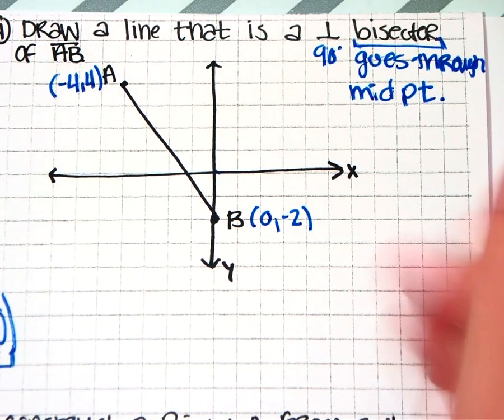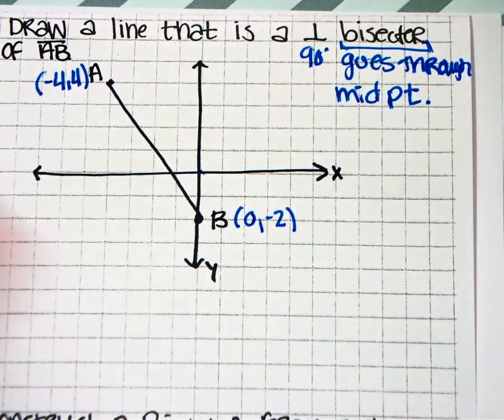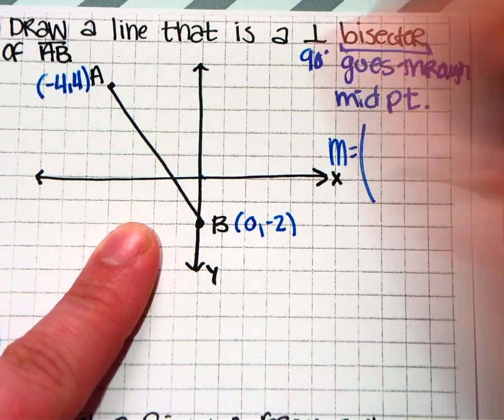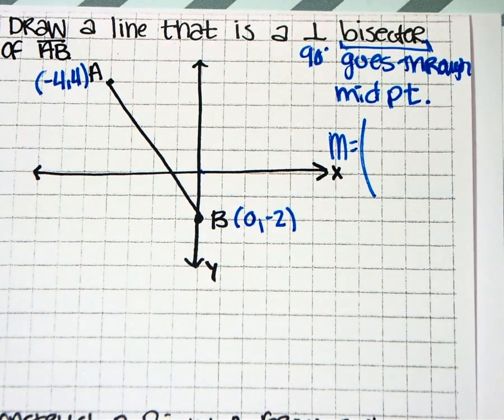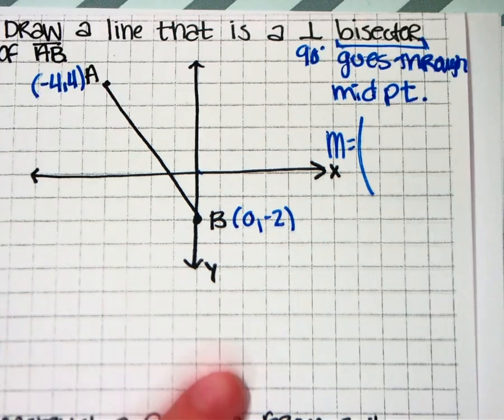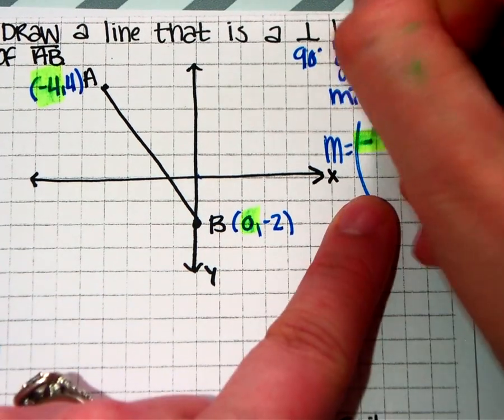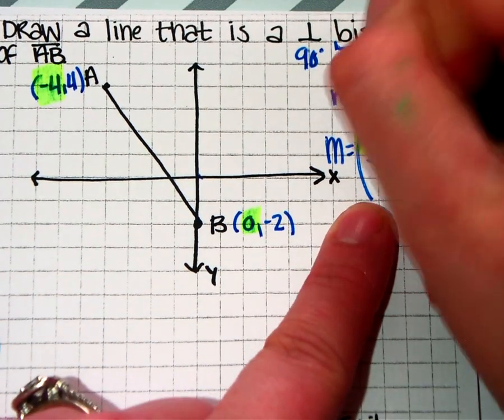So the first thing we have to do is find the midpoint. I'm not going to write the formula again. We've already written the formula, so let's just refer back to it. So midpoint, add the x's together. I have a negative 4 and a 0. I'm going to go ahead and add those together. Negative 4 plus 0 over 2.